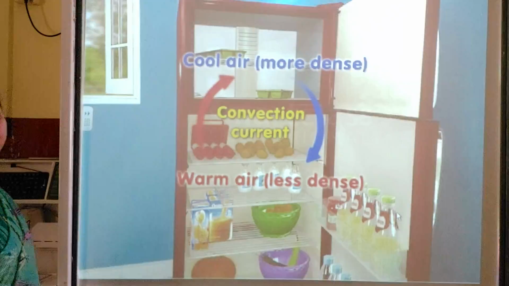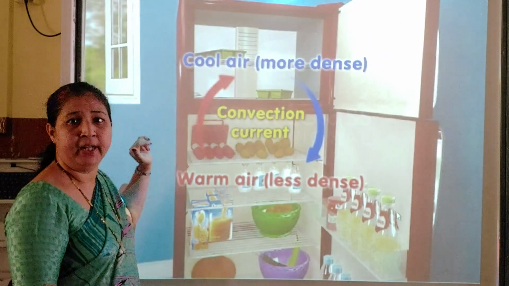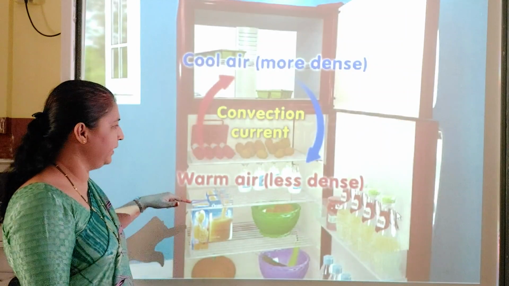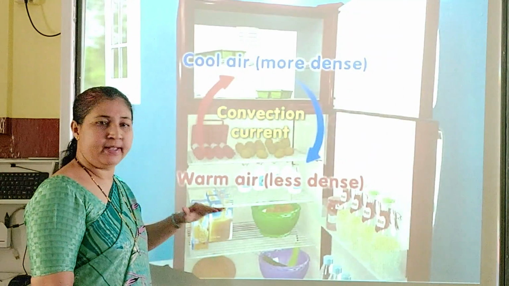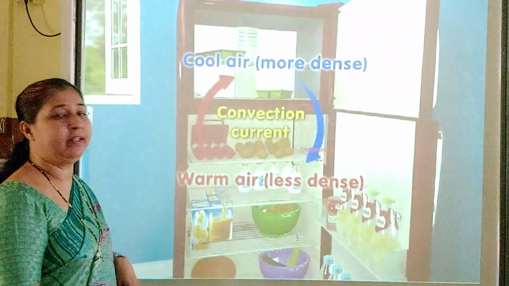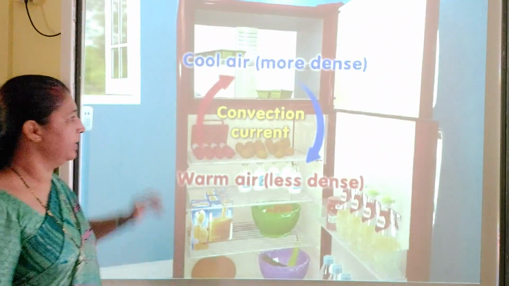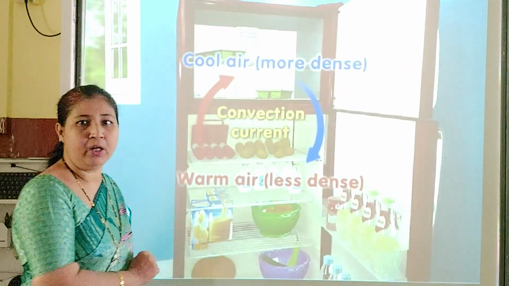So here is another example of convection. Here also in the fridge, you might have seen the freezer will be too cool, isn't it? And down, it will not be so cool. Less, it will be warm air. So here this is also again the transfer of heat from the hotter region to the colder region. So this is again an example of convection.